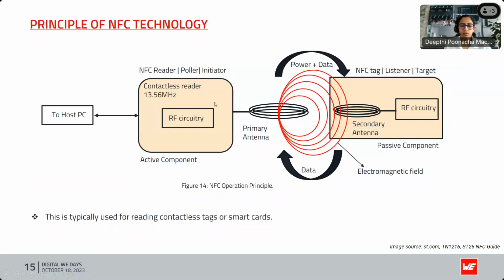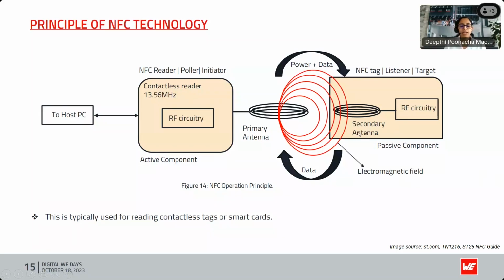The transmitter sends power and data to the NFC tag or the listener. The information is received on the card side, and then it sends back the data via the electromagnetic field to the contactless reader, which is then transmitted to the host PC. This is the operation of NFC, and it is typically used for reading contactless tags or smart cards.